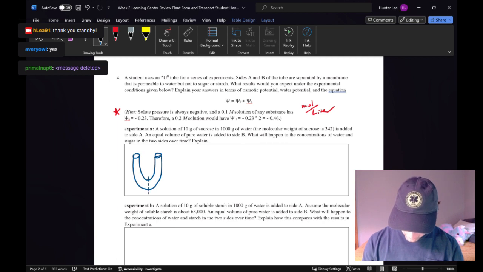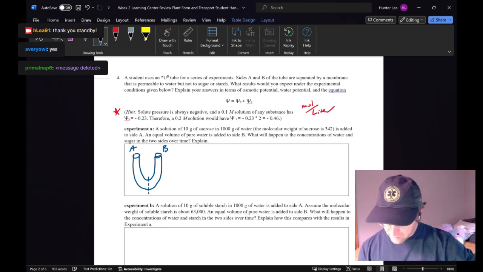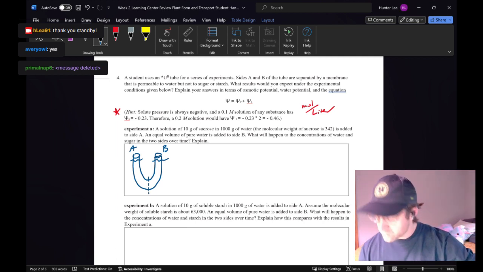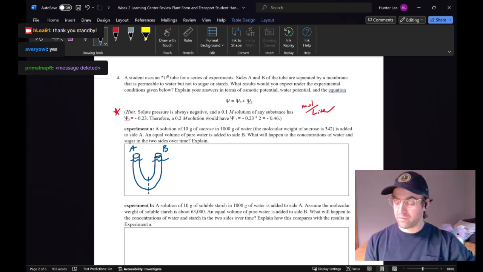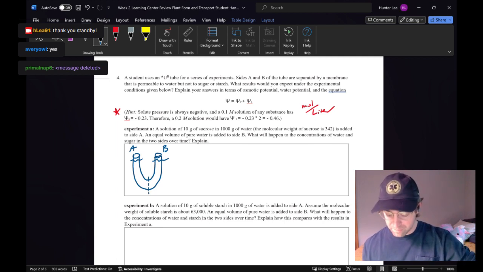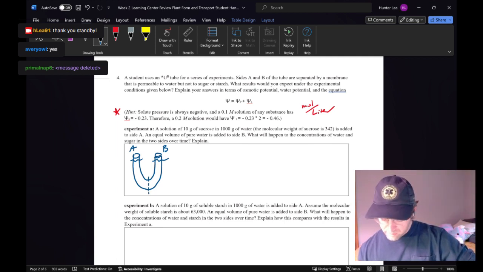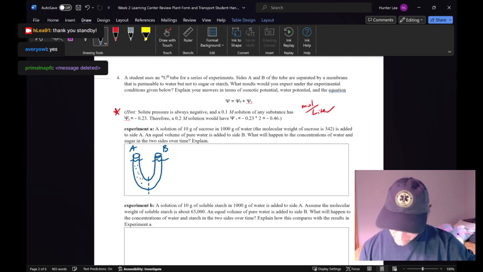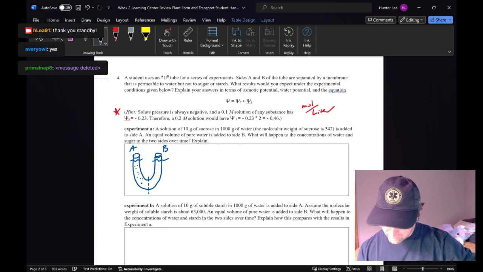We have a semi-permeable membrane in between. We have side A and side B. On side A, we have 1,000 grams of water, which has a density of 1 gram per milliliter, so we could just as easily say 1,000 milliliters of water, or 1 liter, for those who can do that division in their head, and an equal volume of pure water. So we've got 10 grams of sucrose on side A and pure water on the other side. What will happen to the concentrations of water and sugar in the two sides over time?